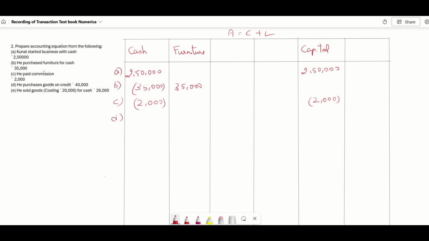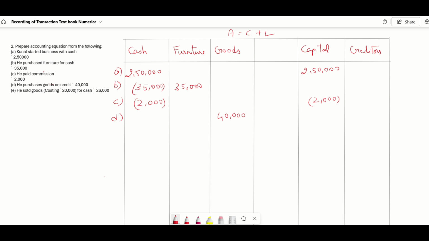And then D, purchased goods on credit 40,000. So they have mentioned it's a credit purchase. What is coming in? Goods. How much? Worth 40,000. Since it is a credit purchase, who comes in? Creditors.